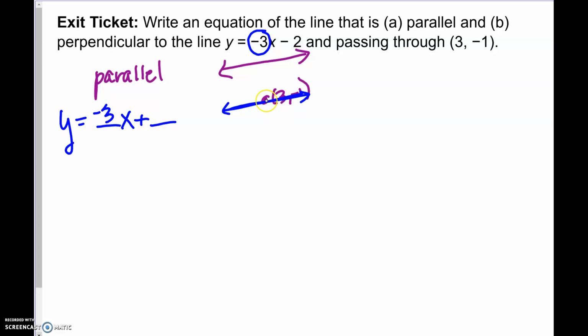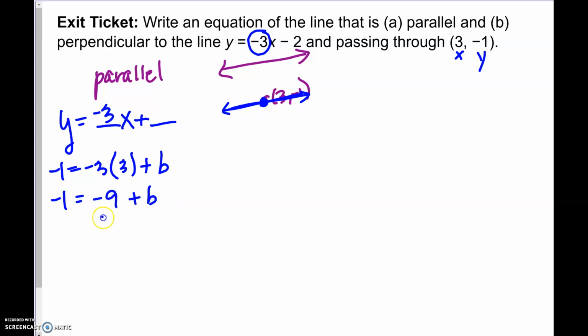Now we're going to use this ordered pair. We know that this point right here is on that line. So the x value is 3 and the y value is -1. So I'm going to plug those numbers in to my equation. And in place of x, I put a 3. And I am going to solve for b. So I have -1 equals -9 plus b. I'm going to add 9 to both sides. And it looks like my y-intercept is going to be 8. So make sure you go back in and fill in your equation. So the answer to the problem is going to be y equals -3x plus 8.